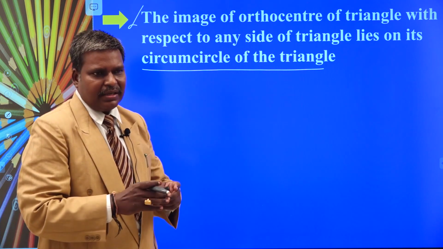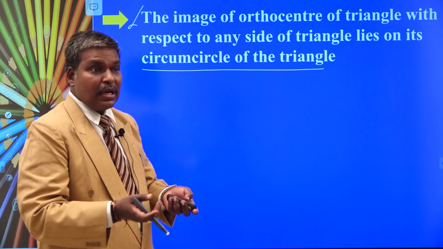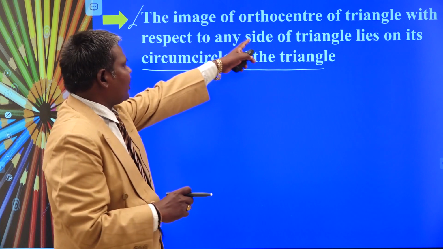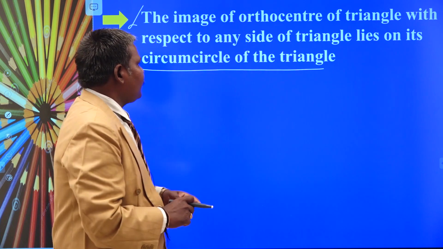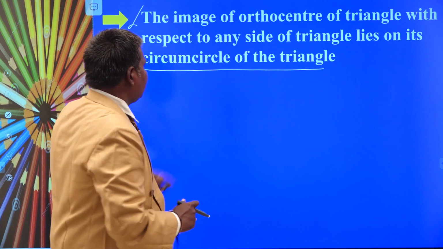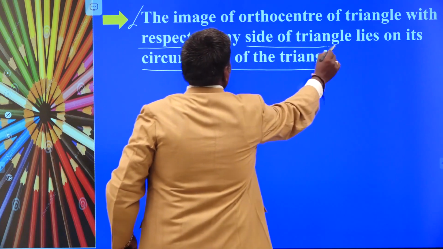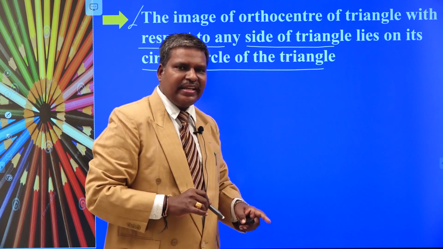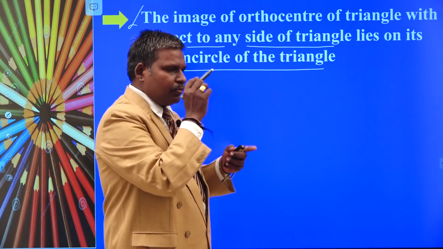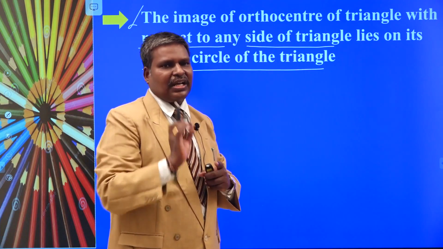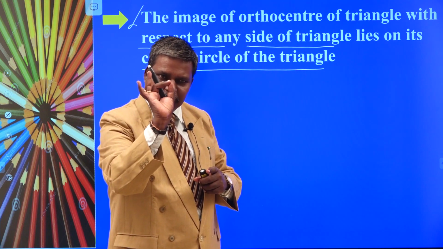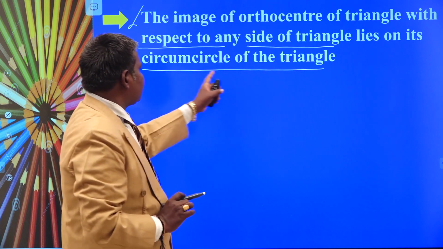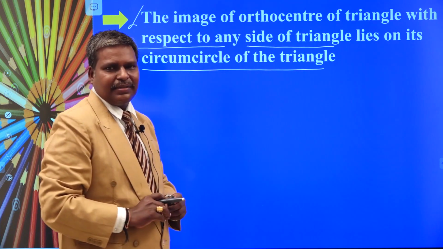The image of the orthocenter of a triangle. If you have a triangle, immediately it has an orthocenter. Its image. What about the image? The image of the orthocenter of the triangle with respect to what? Any side of the triangle. We are finding the image of some point with respect to a side of the triangle. What is the point here? Orthocenter. So, there is a triangle. It has its orthocenter. You find the image of that point with respect to any side of the triangle. That always lies on the circumcircle of the triangle.